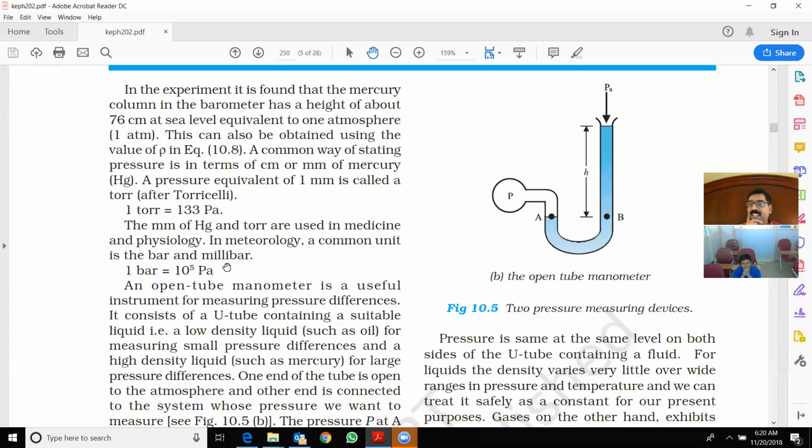PSI is another unit. You know, pressure is what? Weight per unit area, or weight is equivalent to force, right? Force per unit area is pressure. And weight has different units. So it will be kg, Newton, or pound. The FPS system has pound.